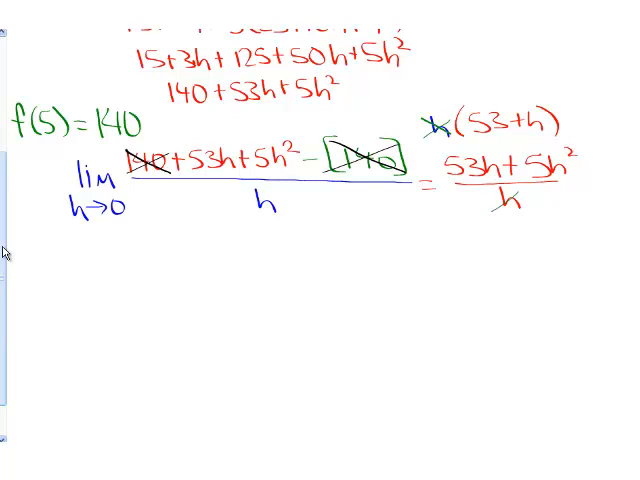These h's are gone. So the limit as h approaches 0 is going to be 53 plus h. And just like Cameron said, now can I put 0 in and have a true statement? Oh, that's an excellent question. That 5 is still there. I got all excited because I could see the end.